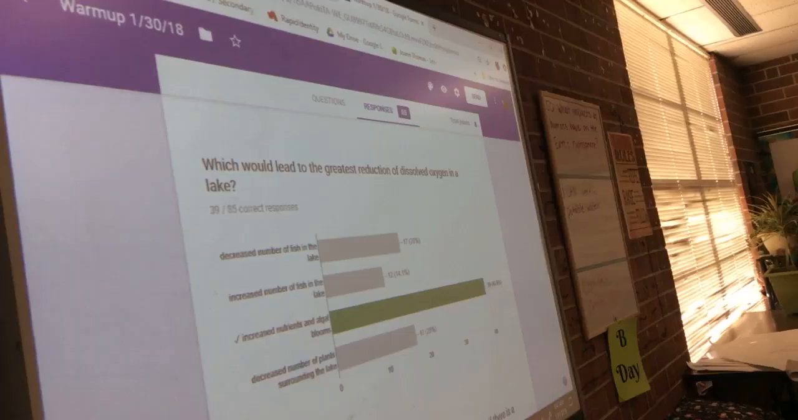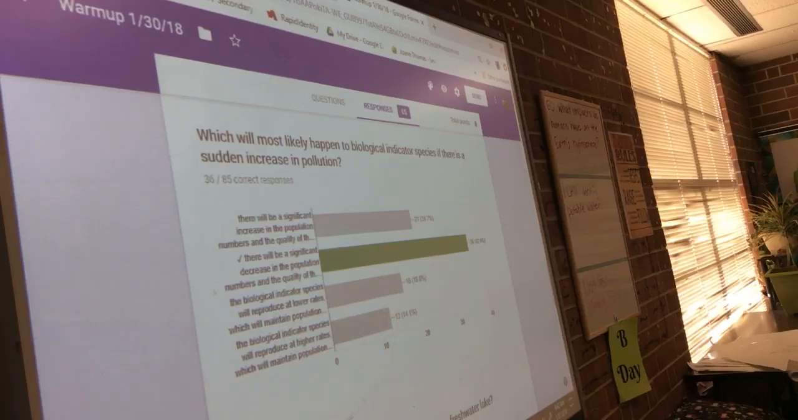Which would lead to the greatest reduction of dissolved oxygen in a lake? I've told y'all before that dissolved oxygen is a big indicator of water quality. There will probably be several questions on your test and your benchmark about it. When you have a reduction of dissolved oxygen, it could most likely be from increased nutrients, so those nitrates and phosphates, which cause algae blooms. And those algae blooms take over the water source, whether it's a lake, a pond, whatever, and there goes your dissolved oxygen.